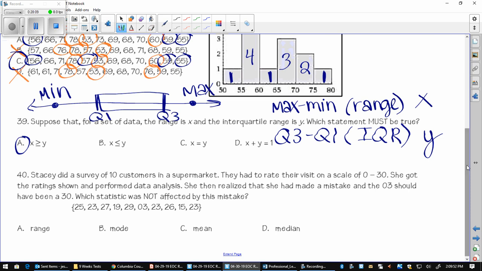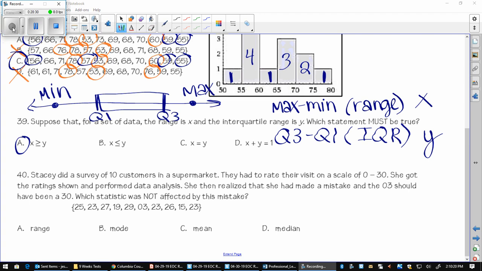Okay, and 40, Stacy did a survey of 10 customers. They rate their visit 0 to 30. She was doing a data analysis. She realized she made a mistake and that the 3 should have been a 30. So we want to know which one would not have been affected.